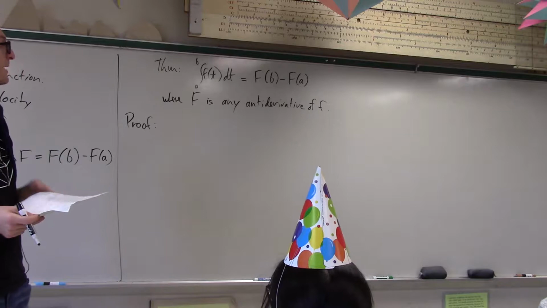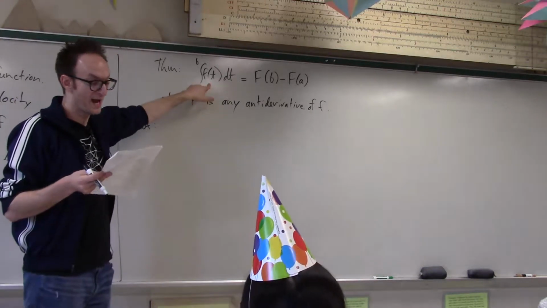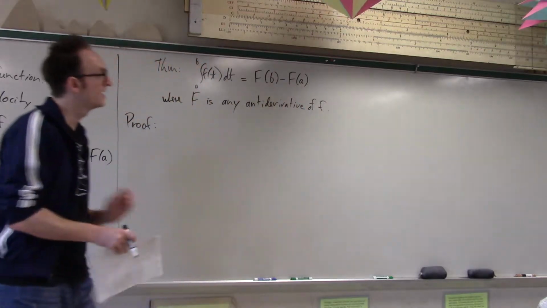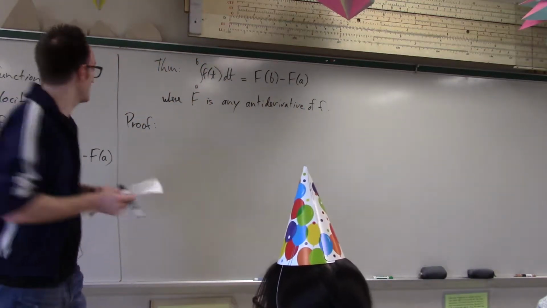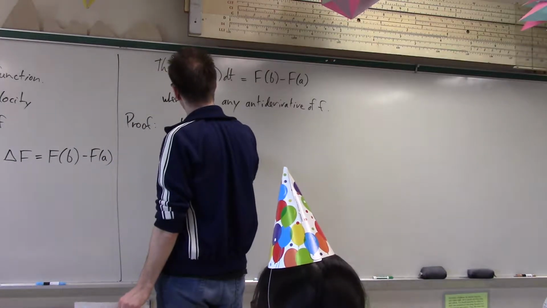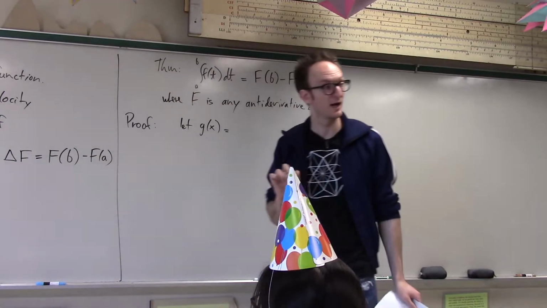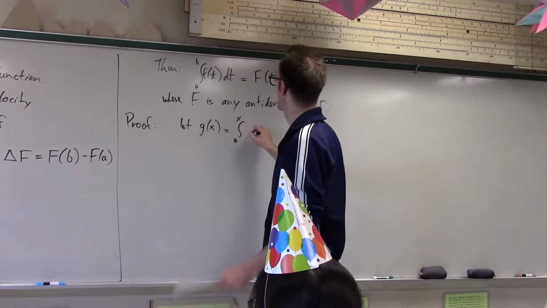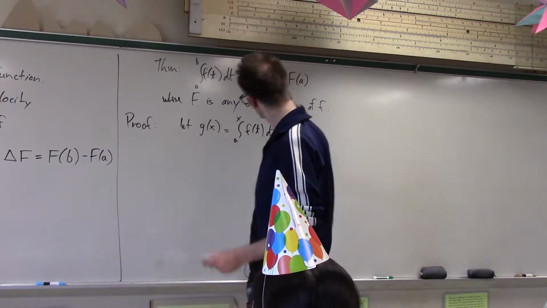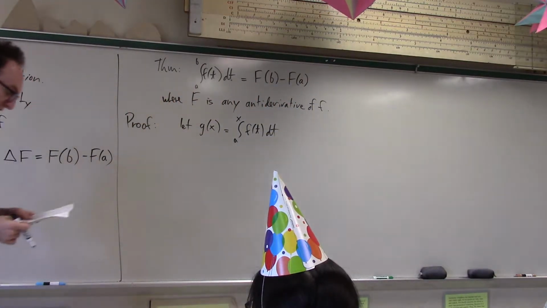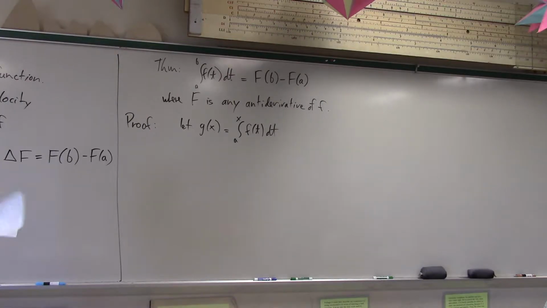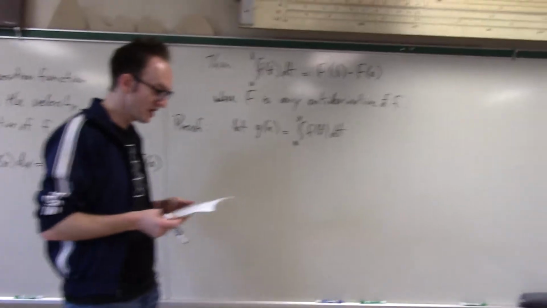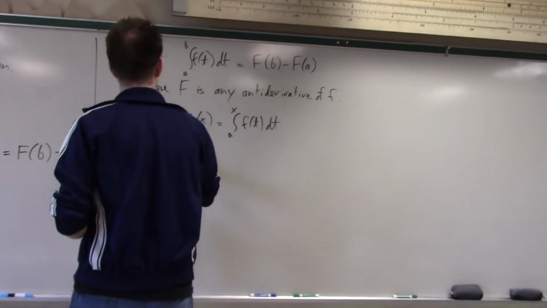So here we go. I'm given some integral, and I want to show that this integral can in fact be evaluated using some kind of antiderivative. Okay, so let's go. Define some new function g to be the integral from a to x of f of t dt. That's basically defining an accumulator function which evaluates this up to some generic x. All right, well, what is the derivative of g?